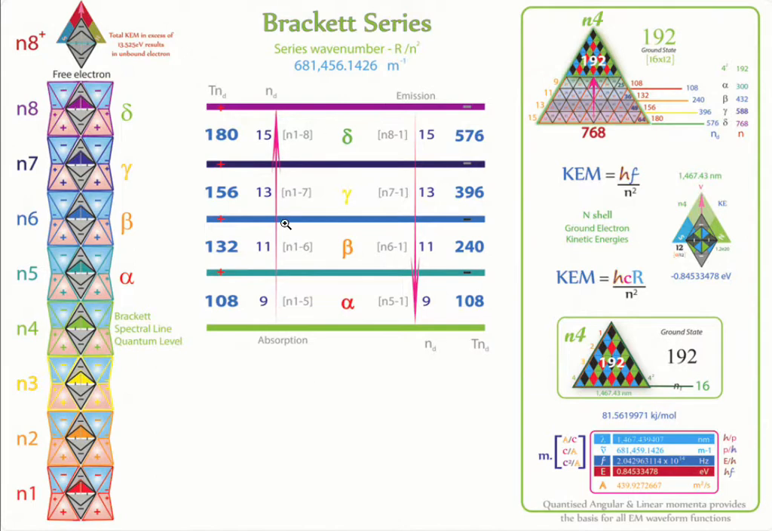Brackett series obviously continues this pattern, and we transition down to energy level N4 within the atomic nuclei. Or conversely, we can add energy and transition up from energy level N4.